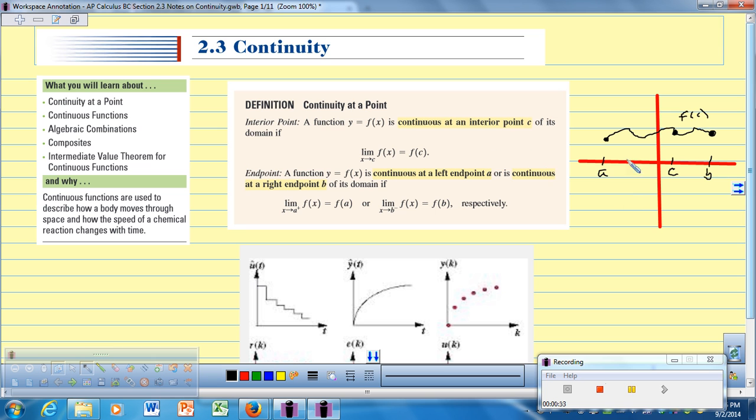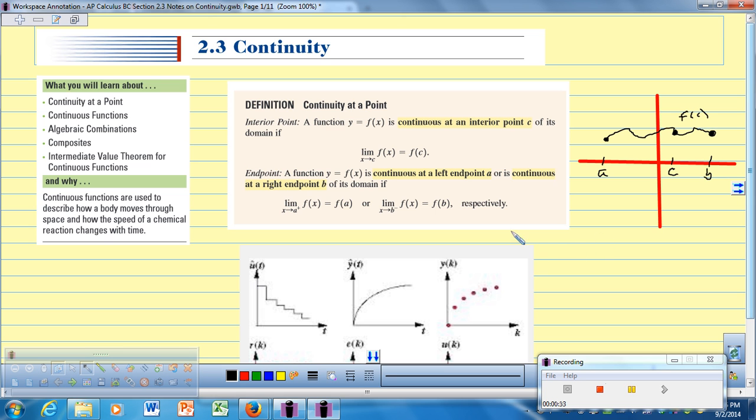All right, so there's an example of a continuous function as I approach from the right and from the left, getting closer and closer to C. Both the left and right limit approach f of C, and the function value is f of C. So this function is continuous at an interior point.